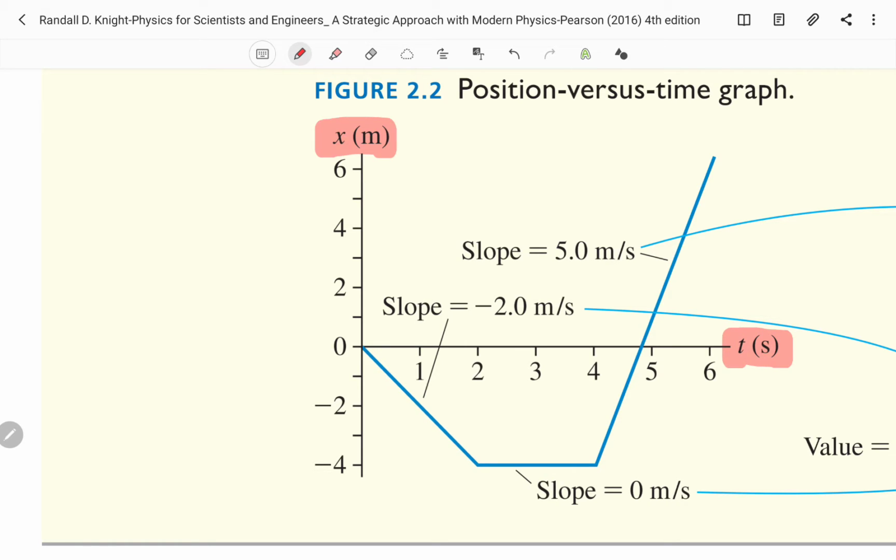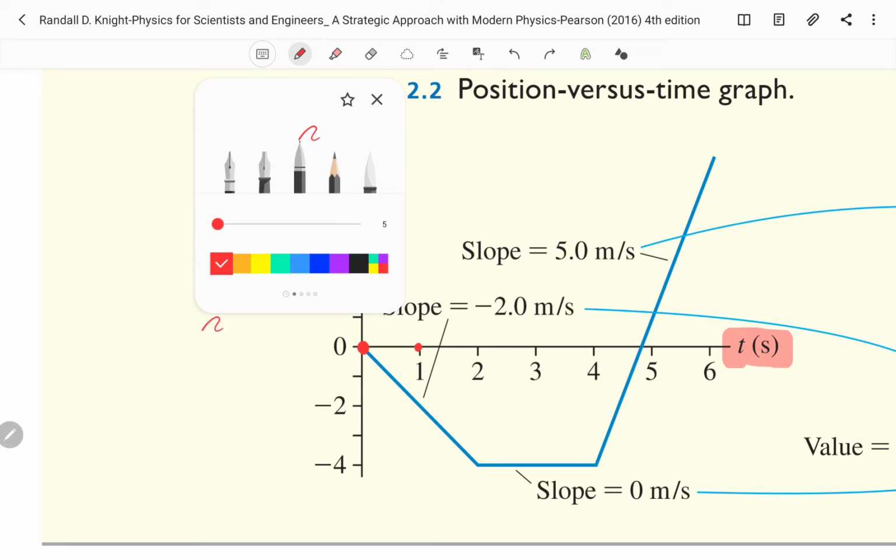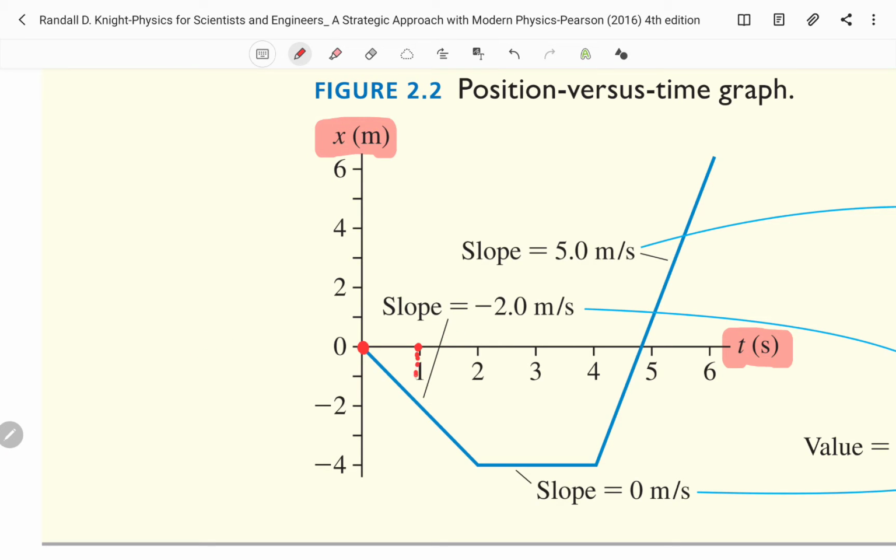Initially, at the beginning of this motion, you see position equal to 0. So it starts with 0 position. After 1 second, its position becomes a negative number, likely minus 2. So after 1 second, this car's position becomes minus 2.